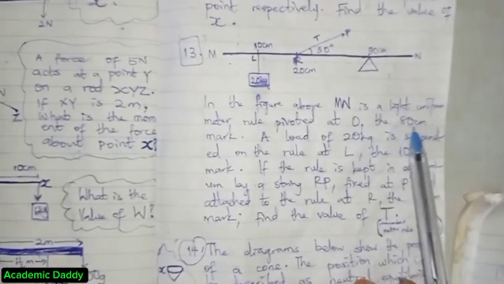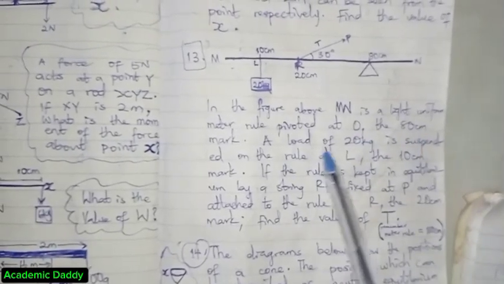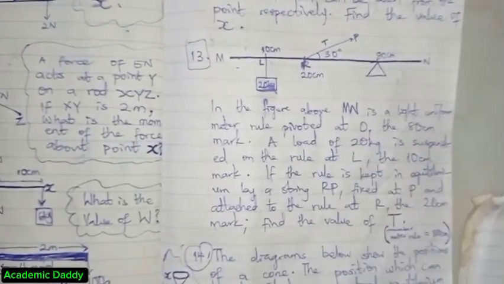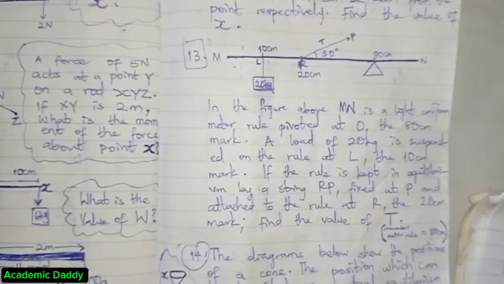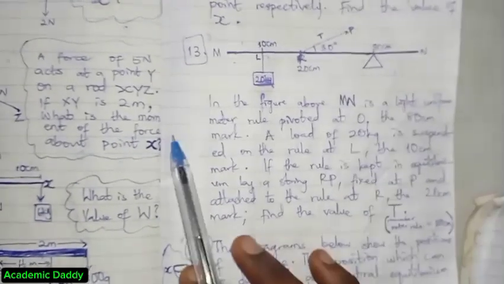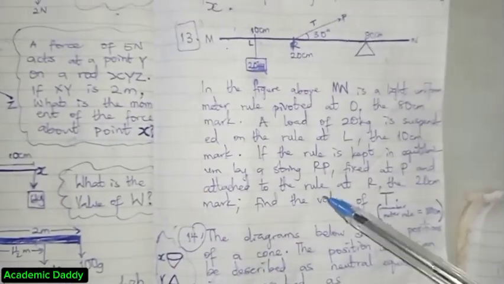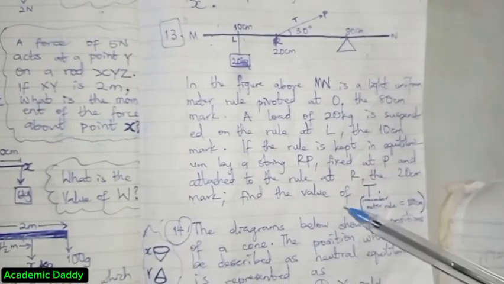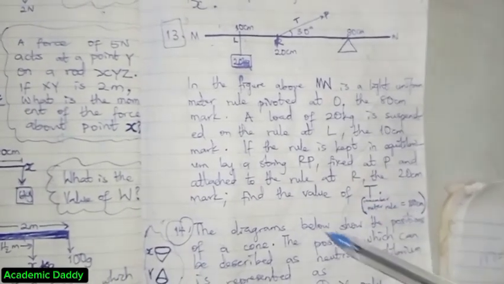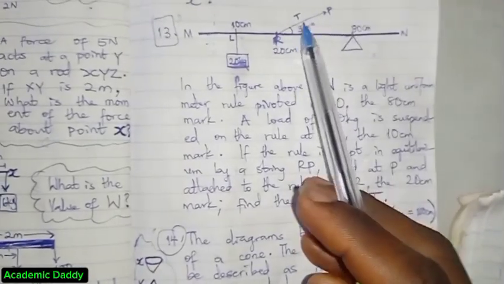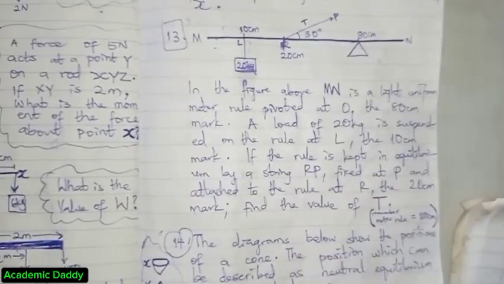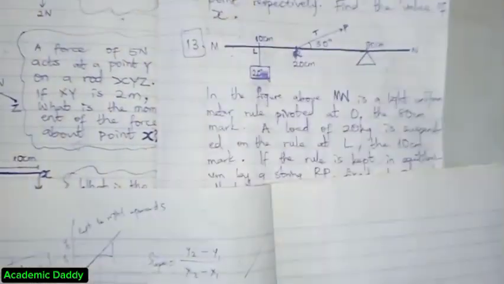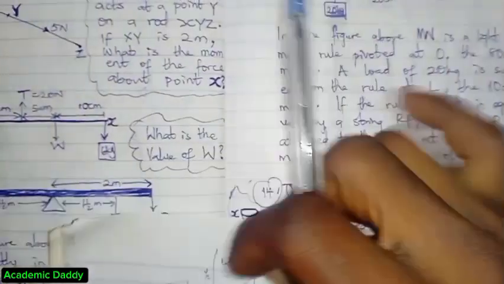So they say in the figure above, MN is a light uniform meter rule pivoted at O. At the 80 cm mark, a load of 20 kg is suspended on the rule. At the 30 cm mark, the rule is kept in equilibrium by a string RP fixed at P and anchored to the rule at R, 20 cm. Find the value of x. So this is what we are looking for. So to solve this, we'll employ the principles of moment and the equilibrium of forces.